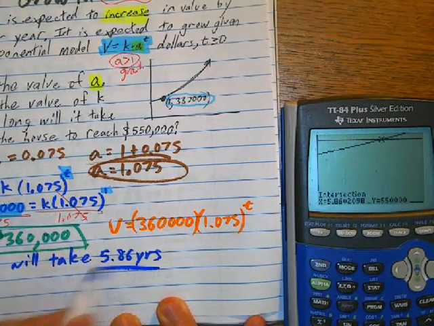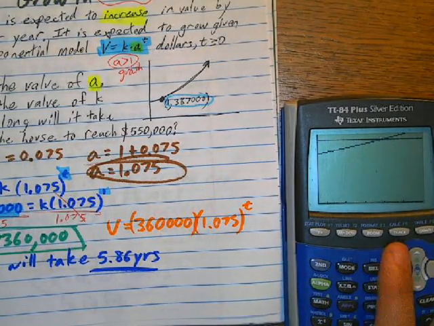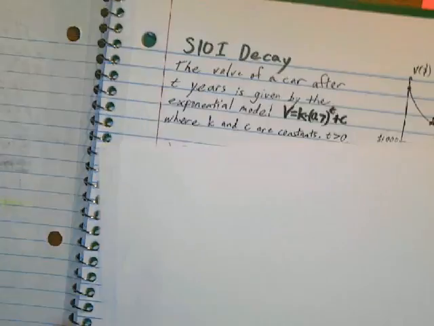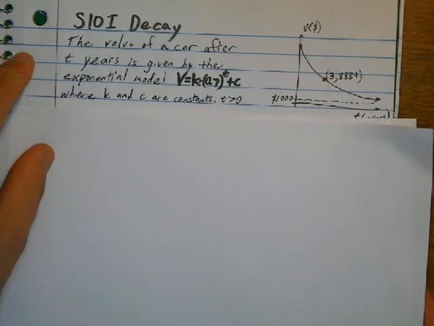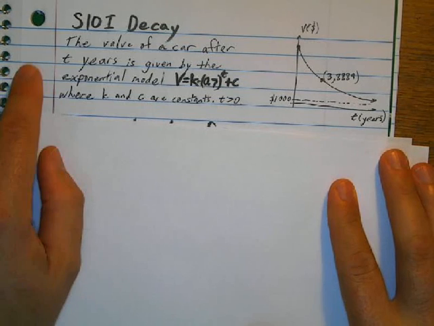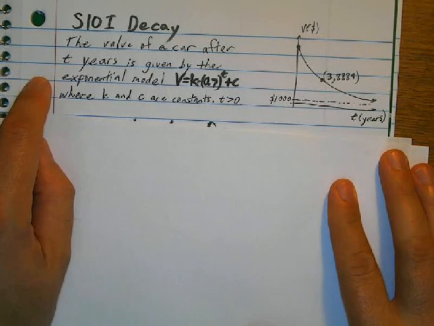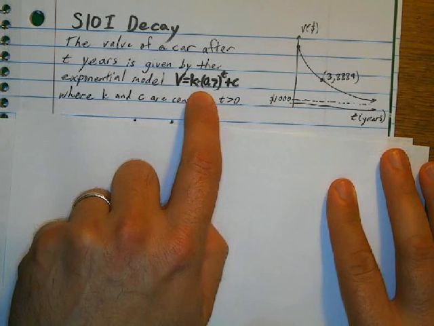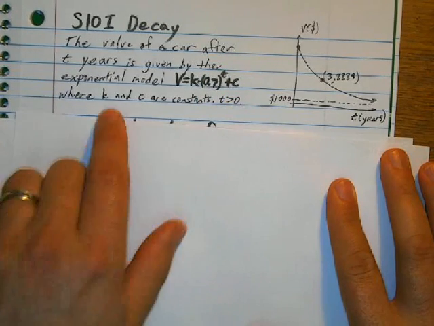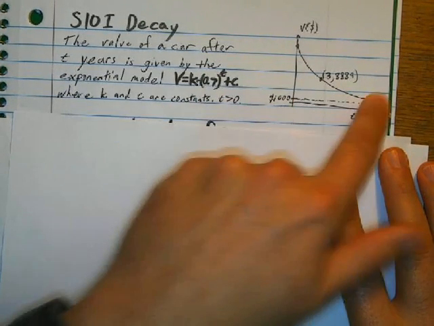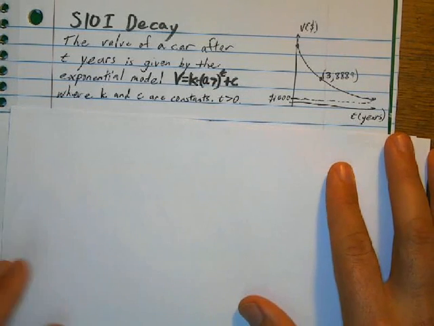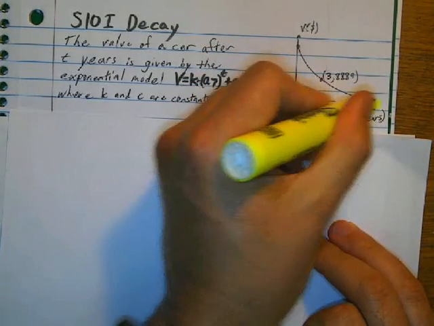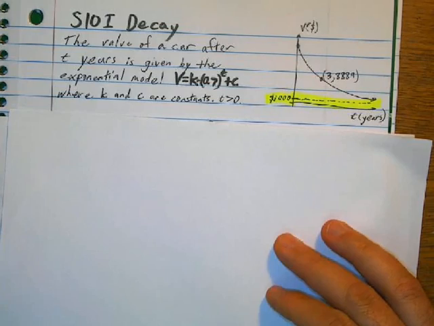So there we go. All right, so let's do a question with decay now. The value of a car after t years is given by an exponential model v equals k times 0.7^t plus c. K and c are constants, and so it's a curve like this. And the only thing they've told you is that we have a horizontal asymptote at 1,000, and they've given you a point on the graph.